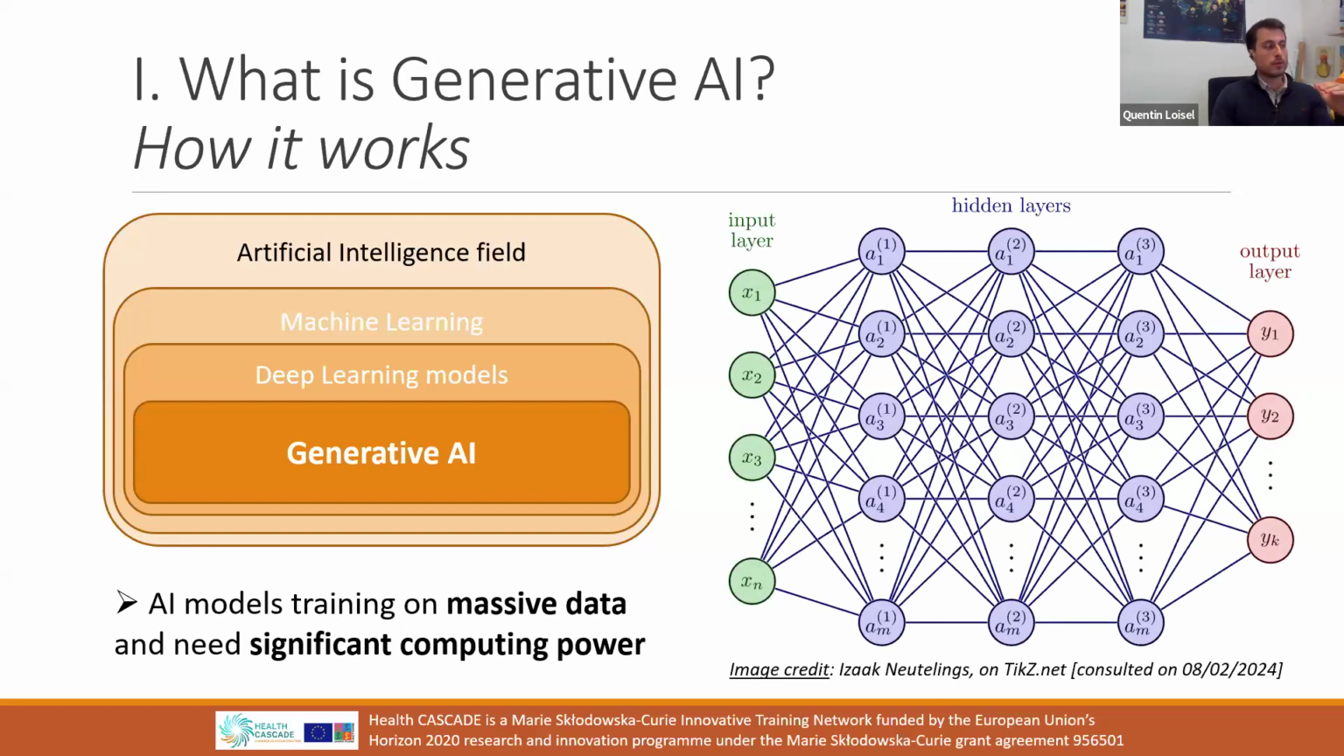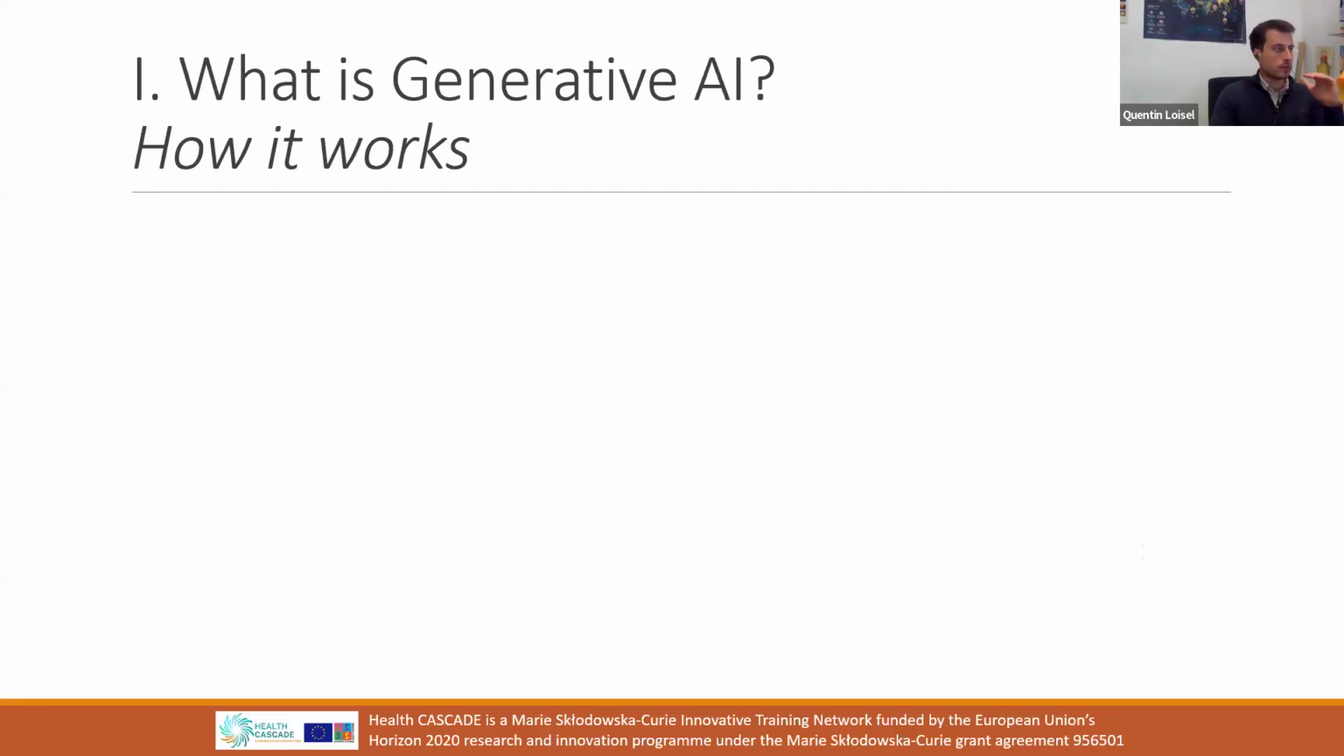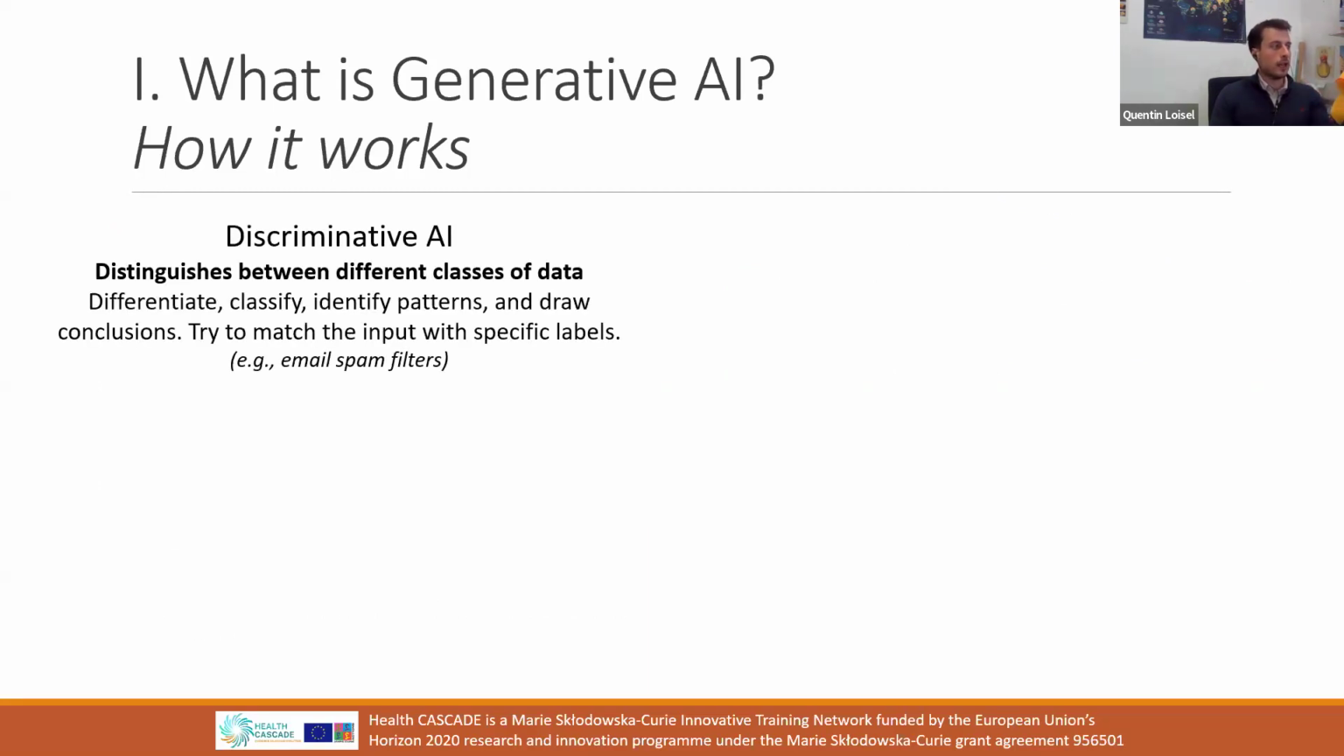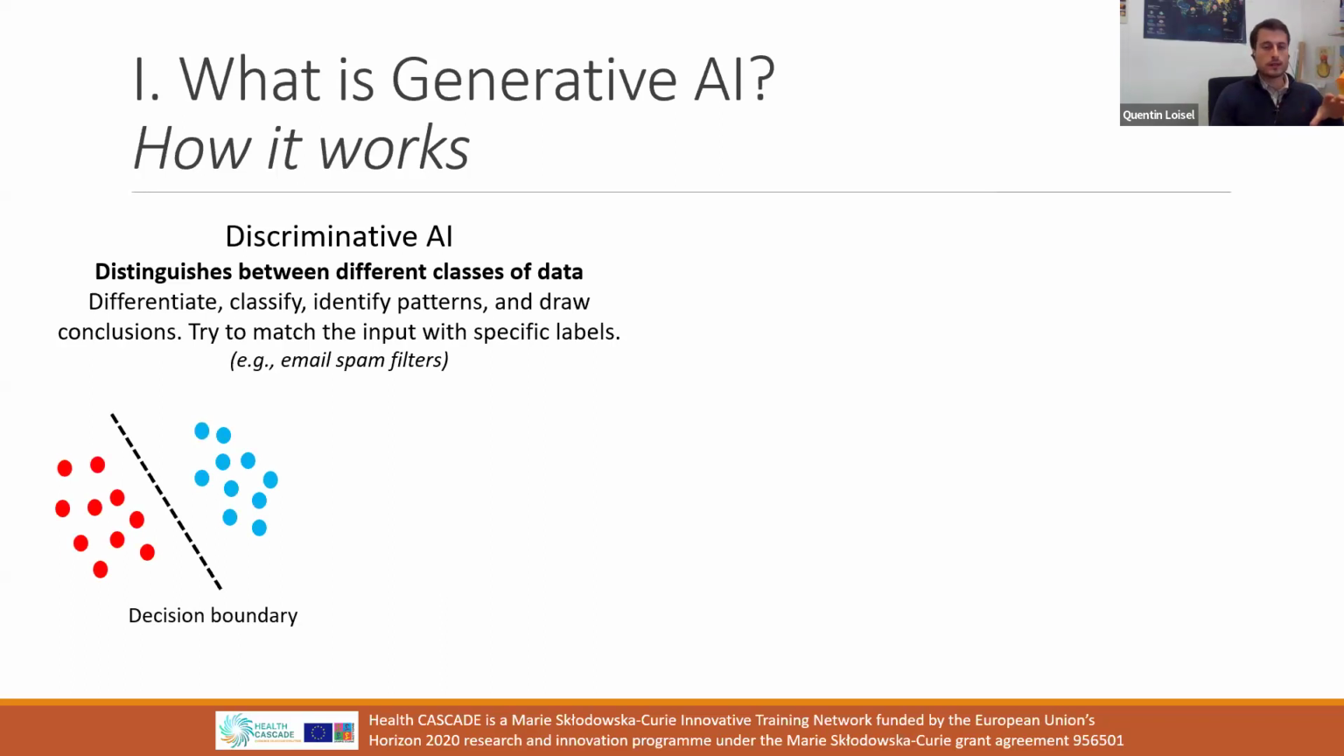So what is different about generative AI? What helped me to understand is to make the difference with discriminative AI, which is basically models that aim to distinguish between different classes of data. So differentiate, classify, identify patterns, draw conclusions. It will learn from the data, and when we input a data point, it will make a decision: it is group red or it is group blue. Example, email spam. When it arrives in your mailbox, it will choose if it's spam or not.